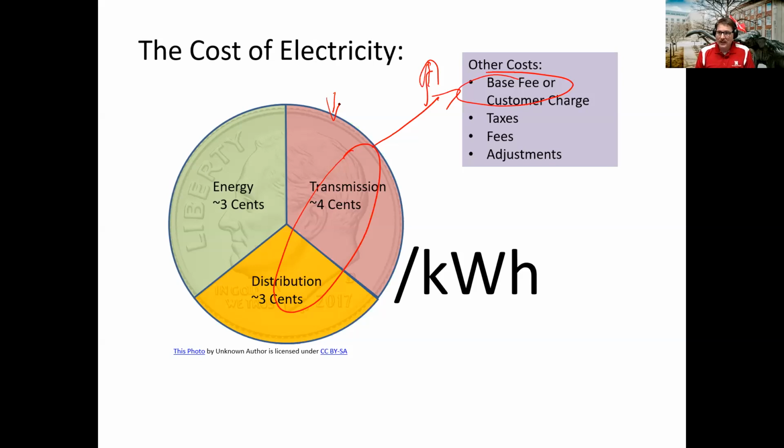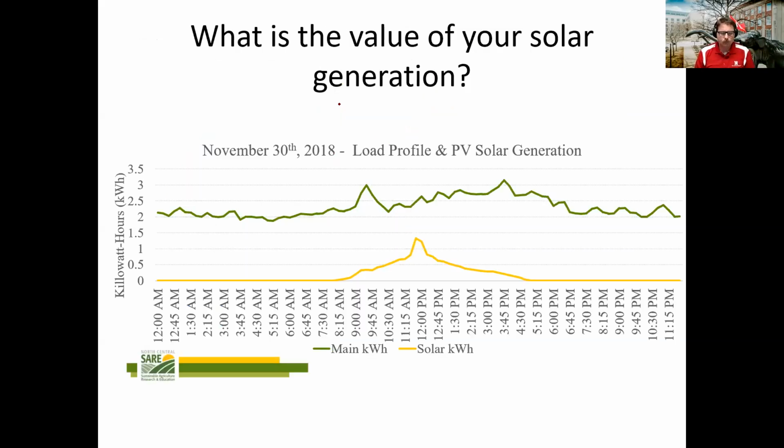And I'm just outside of Lincoln, so I am on a different utility. And I have to call them and ask my base fee because it's not even on my bill. So not a lot of transparency there. But this helps us understand how we're billed for electricity.